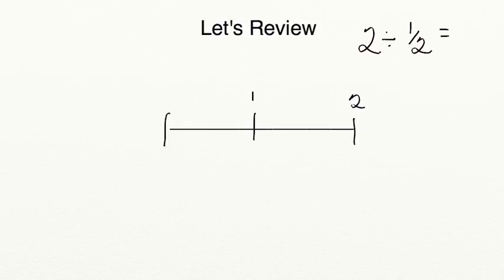Let's review what you've learned in today's lesson. We're going to start by reviewing our number line. When you're dividing by fractions, you can write out a number line using your whole number first and then dividing it by the fraction. So I'm going to divide each of my wholes in half. Then I'm going to circle how many halves I have. I have 1, 2, 3, 4 in all.